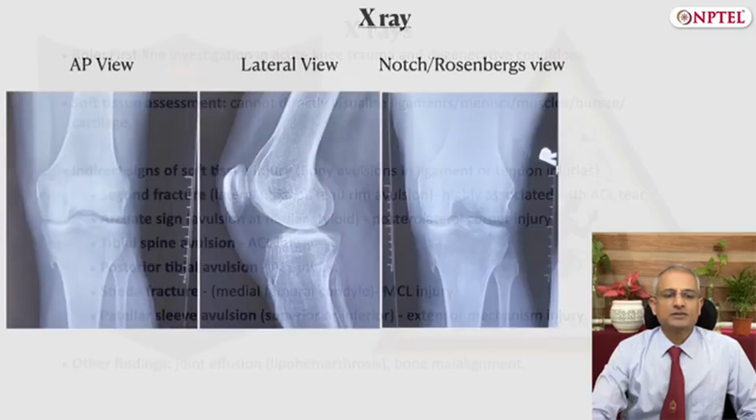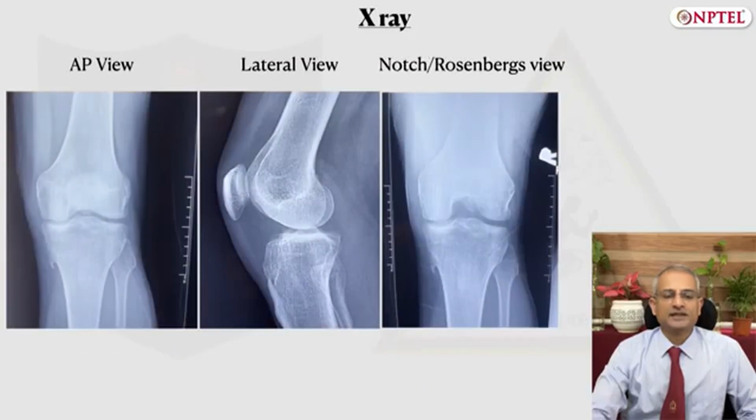This brings us to the standard views of X-ray that are generally done. An AP view is generally done in a standing position, and this is important since it can evaluate joint space as well as alignment. A lateral view is done primarily for knowing the extensor mechanism or the tibial plateau and femoral condyles and soft tissue effusions.